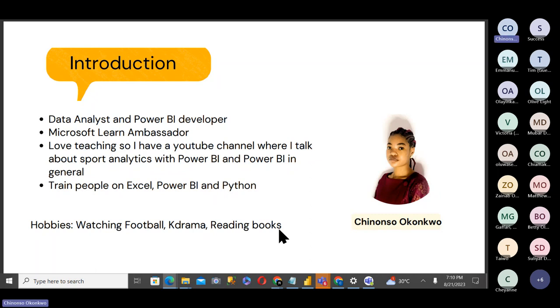Just to not make everything serious, my hobbies are, I love watching football. I'm a diehard Chelsea fan. I love watching Korean drama. People are reacting to that Chelsea fan. Please, people should not bring up what happened last time. Let's move on from that. Apart from all these hobbies, guys, I like reading books. I will not say I love reading books, but yeah, I do like reading books.